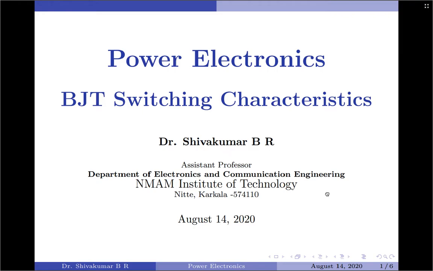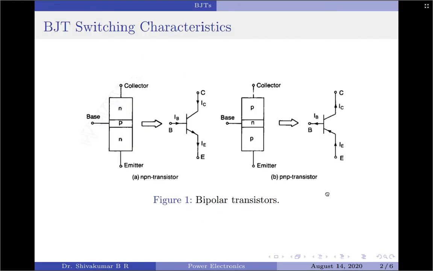Hello everyone. In this session, we will discuss the switching characteristics of a BJT. Now, let us start with a simple symbol and structure diagram of a BJT here. As we can see, we have both PNP and NPN transistors being shown here.